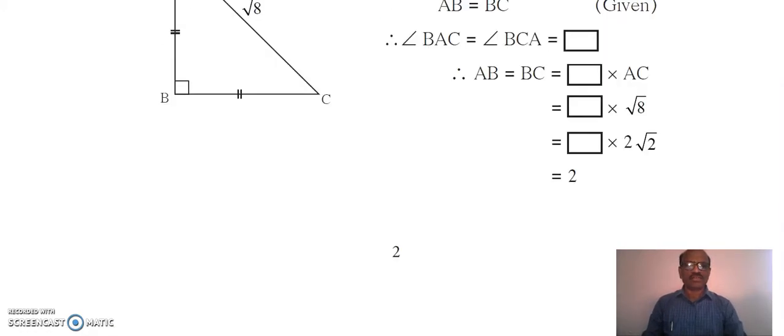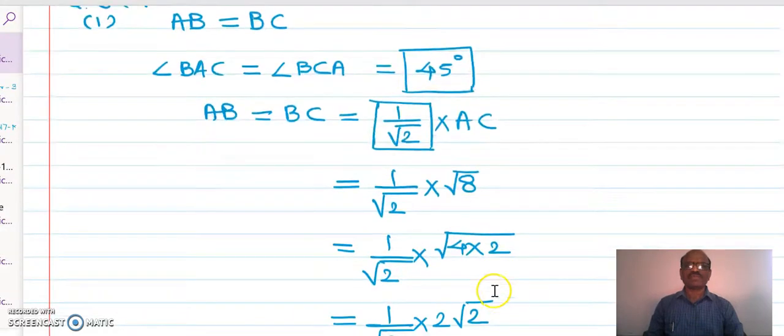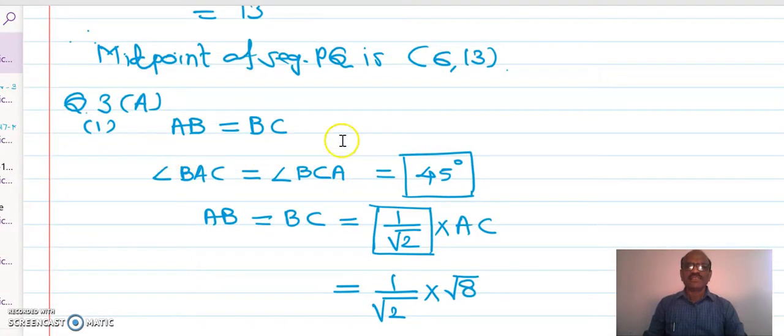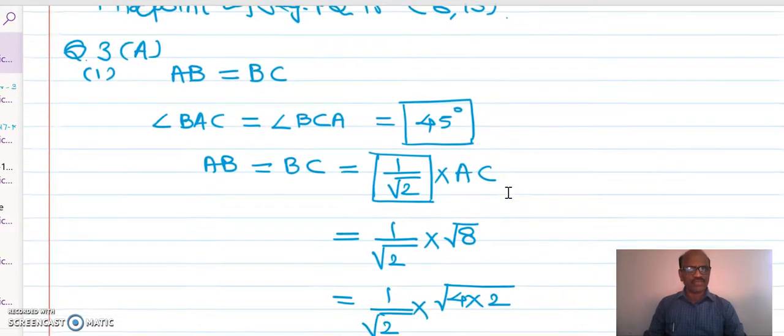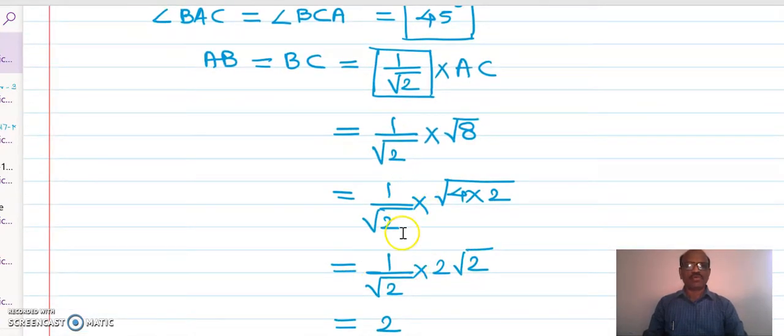Now we'll see the answer of this question. AB is equal to BC, angle BAC is equal to angle BCA, that is equal to 45. Therefore AB is equal to BC, that is 1 upon root 2 into AC, that is equal to 1 upon root 2 into root 8. It should be 1 upon root 2 into root 8, that is equal to 1 upon root 2 into root 4 into 2, that is equal to 2 root 2.